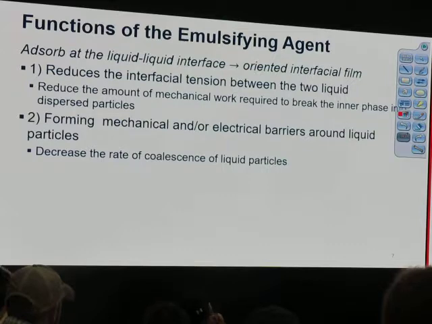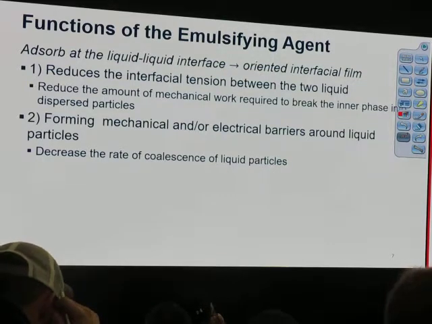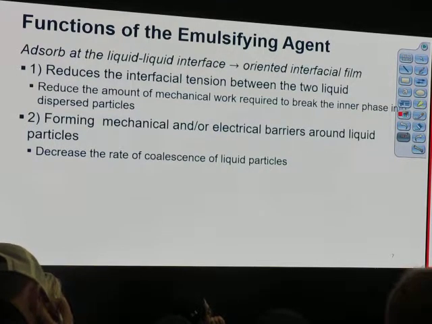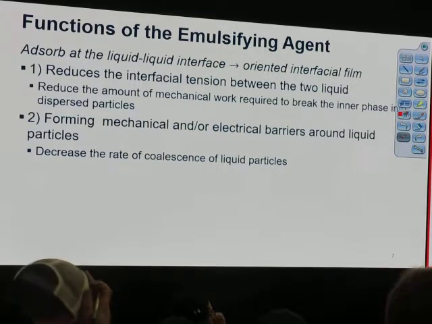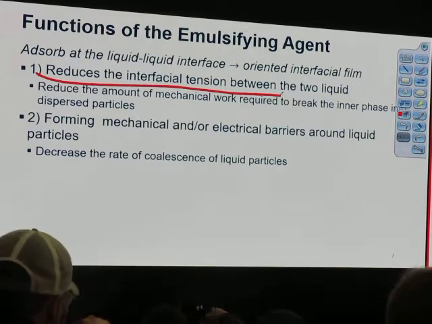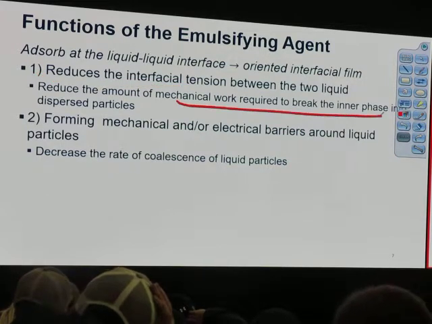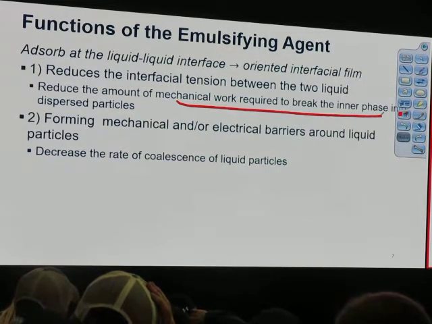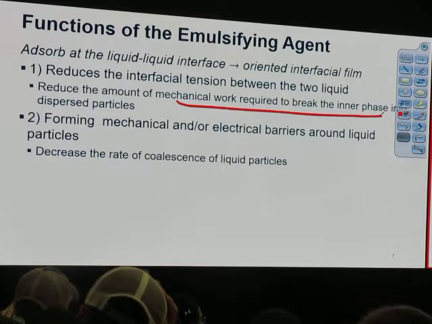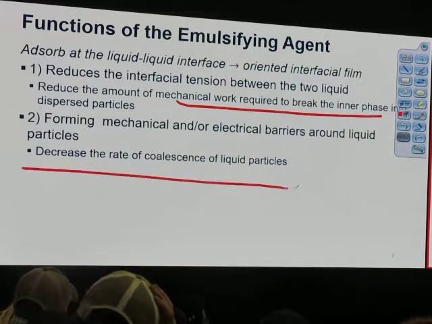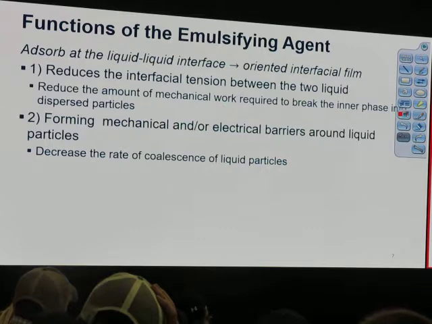Emulsifying agent is a kind of surfactant. If you add soap, it reduces surface tension and it's easier to form emulsion. So an emulsifier reduces the interfacial tension, reduces the amount of mechanical work required to make a dispersed phase, and decreases the rate of coalescence. That is about the chemistry of emulsion.